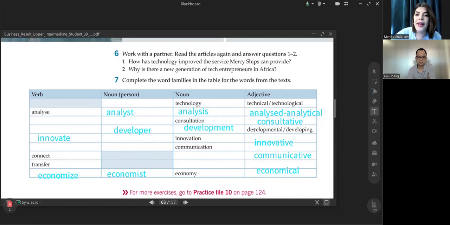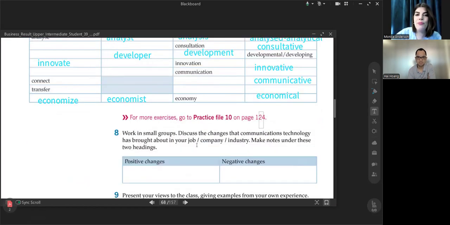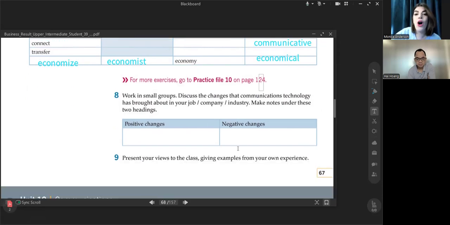Okay, now let's discuss the changes that communication technology has brought about in your job, company. Let's see, we have some negative and positive changes. So let's talk about the impact of technology in your business, your job. You tell me what are the positive or negative changes? Positive, yes. And negative.